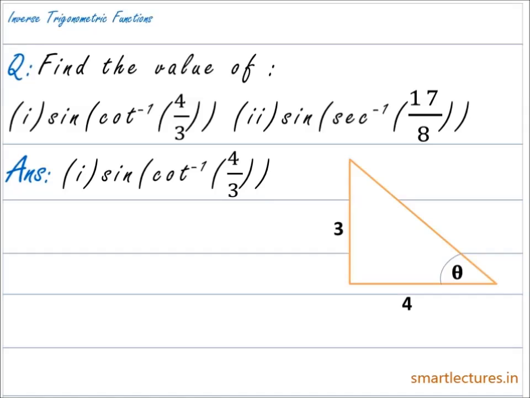And now what will be the value of hypotenuse? Now as per the Pythagoras theorem, the hypotenuse is equal to the square root of the sum of squares of perpendicular and the base. So that means here hypotenuse is equal to the square root of 4 square plus 3 square, which is equal to the square root of 16 plus 9, or the square root of 25, which is equal to 5. That means the hypotenuse in this right angle triangle is equal to 5 units.